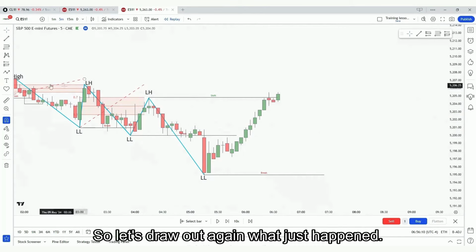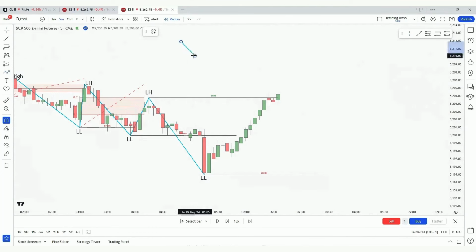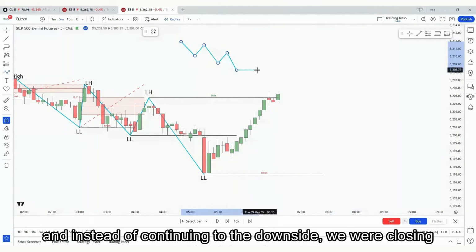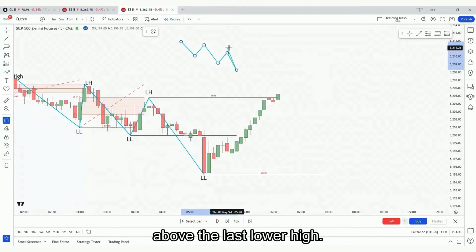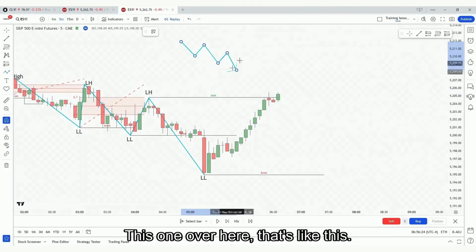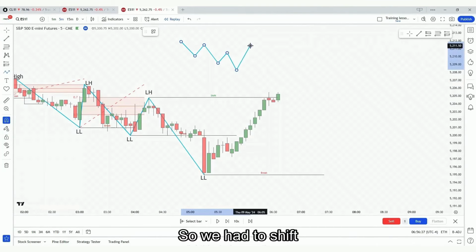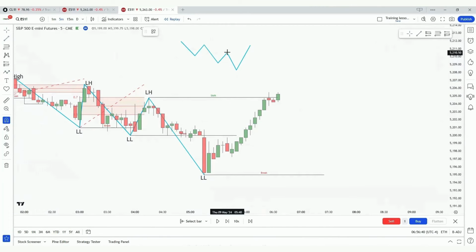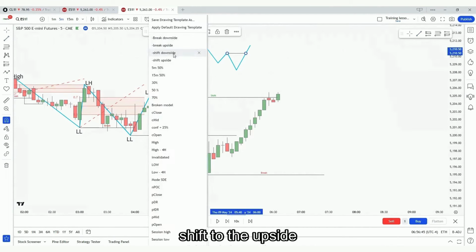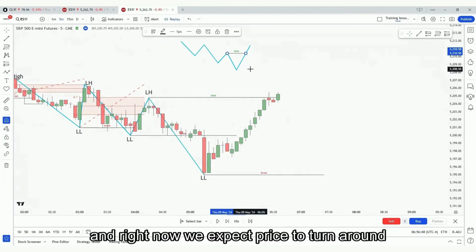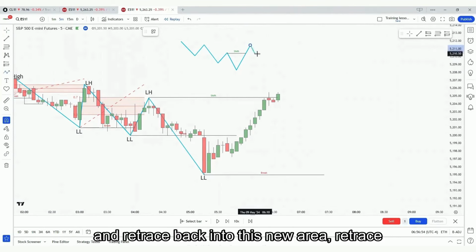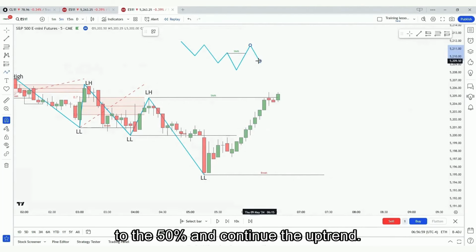So let's draw out again what just happened. We had the downtrend and instead of continuing to the downside, we were closing above the last lower high, this one over here. That's like this. So we had the shift, shift to the upside, and right now we expect price to turn around and retrace back into this new area. Retrace to the 50% and continue the uptrend.